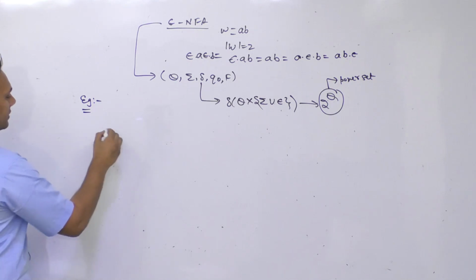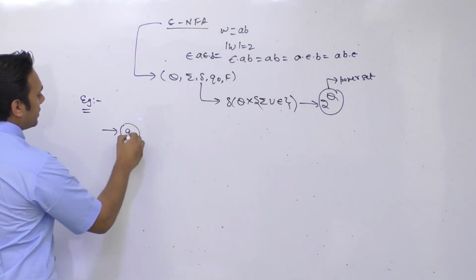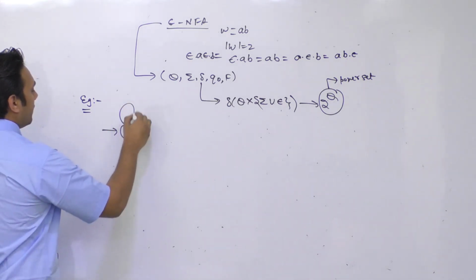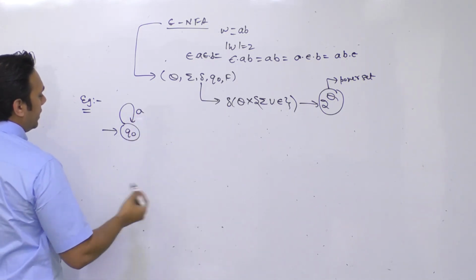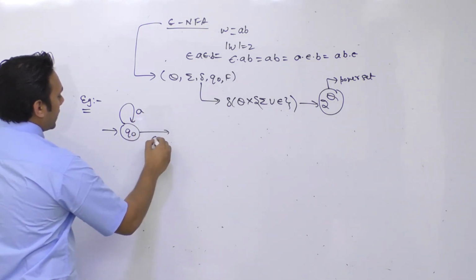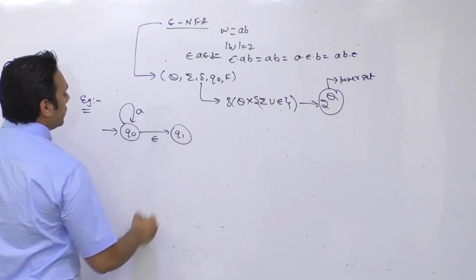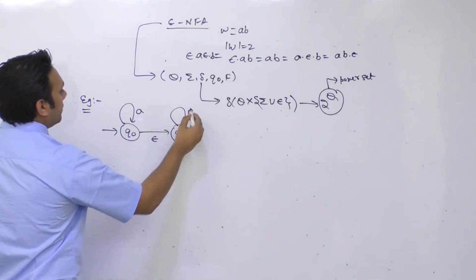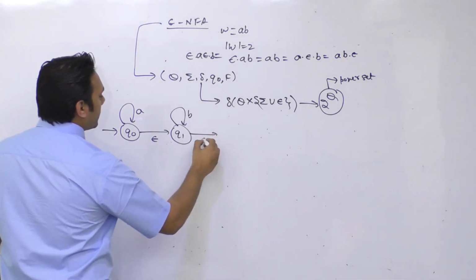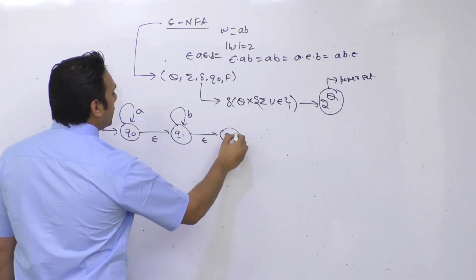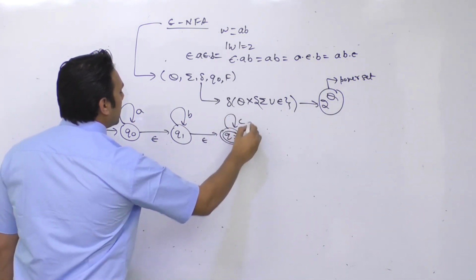We can have an NFA like this, whose initial state is Q naught. Initially you are having any number of A and B. Then by looking at epsilon symbol, I can go to the state Q1, and here we have B as a self loop. And again by looking at epsilon symbol, I can go to the state Q2, and this is a final state, and here we can have C as a self loop.